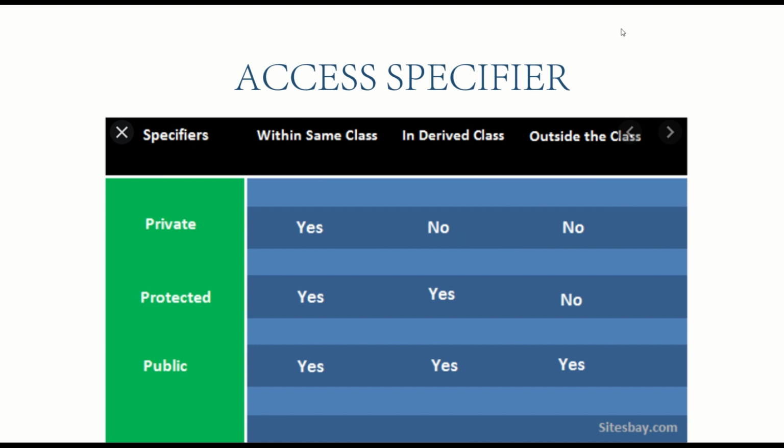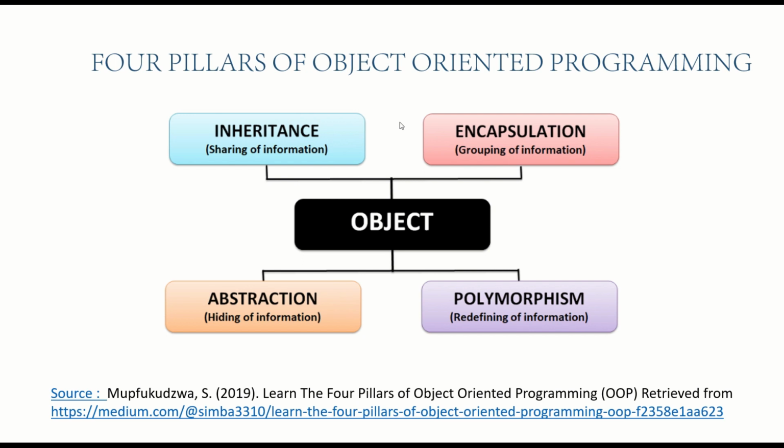For a protected specifier, you can access the data members and functions within the same class. You can also access them in the derived class, but you cannot access them outside of the class. And the last one, public, you can access within the same class, in a derived class, or outside the class. Since you have a glimpse of what object-oriented programming is all about, now let's proceed to our discussion of the four pillars of object-oriented programming, and these are inheritance, encapsulation, abstraction, and polymorphism.